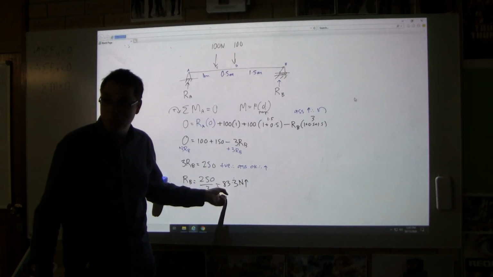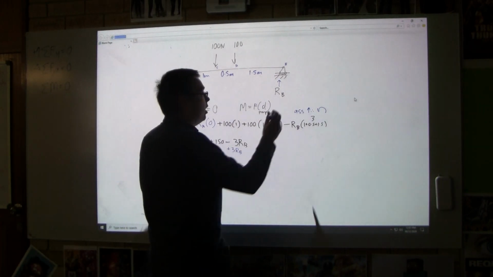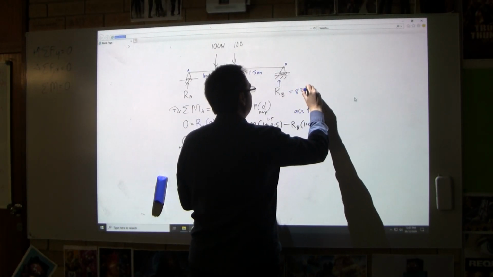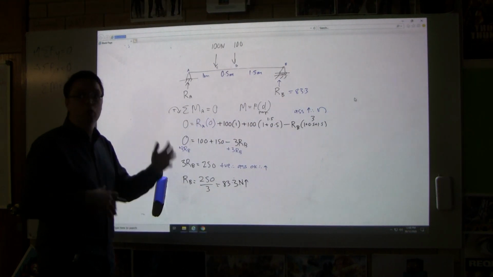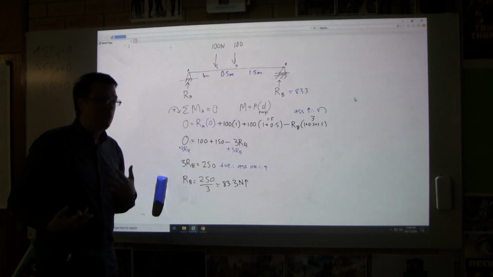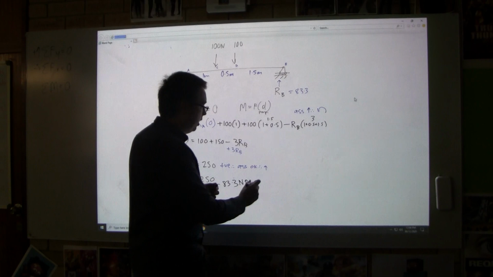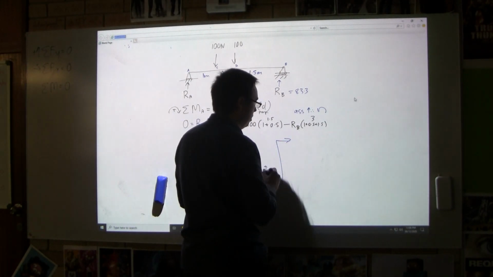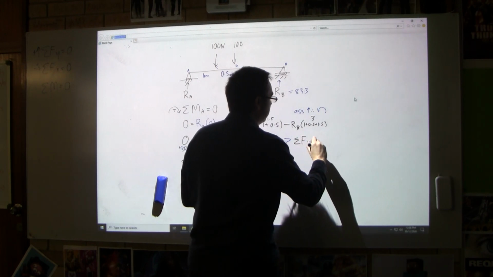Okay, well that looks pretty good. Now, that's only given me one side. I can now write in here 83.3. To find this other one, we could do the whole thing again, and we might do that again. But most of the time what we would do is go from here and say the sum of the forces vertically equals 0.